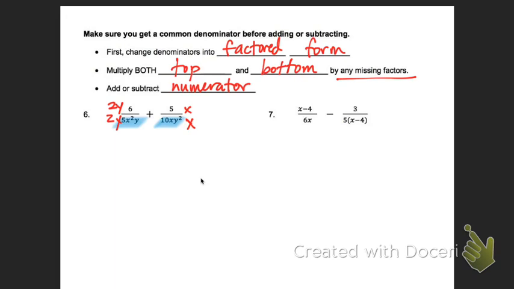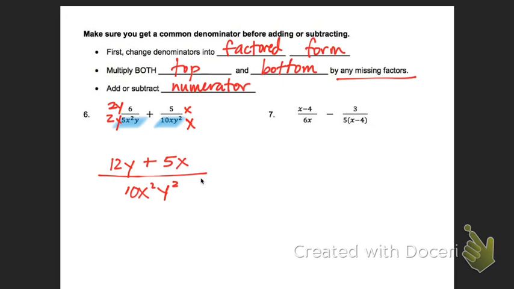So I'm going to rewrite the numerator as 12y plus 5x over 10x squared y squared. And I just put it all in one, because once you've created this common denominator, they can join together.